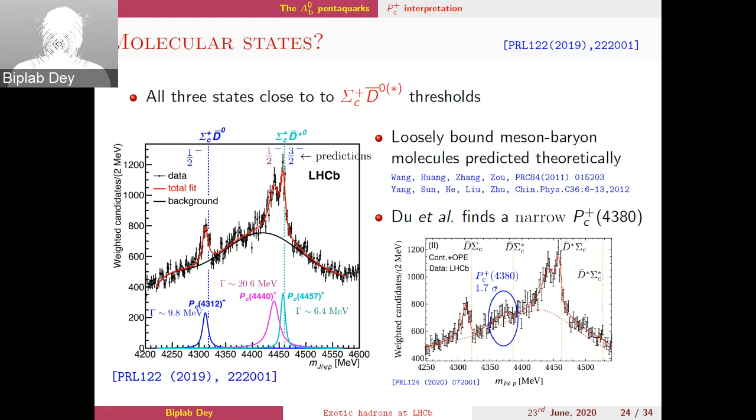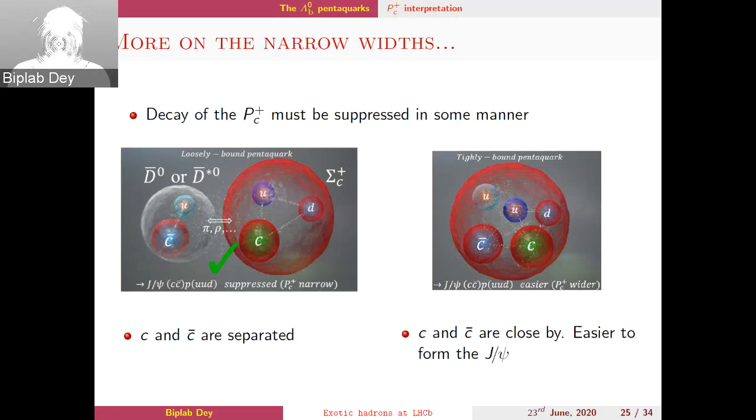Because these states are narrow, the decay of the Pc must be suppressed in some manner. In this loosely bound pentaquark hypothesis, this is easier to explain because now the c c̄ are in different confinement volumes, so they can't easily come together to form a J/ψ. In the tightly bound pentaquark hypothesis, this is not that easy, so it would decay immediately. But there are other models which can have narrow states produced from tightly bound pentaquarks as well.